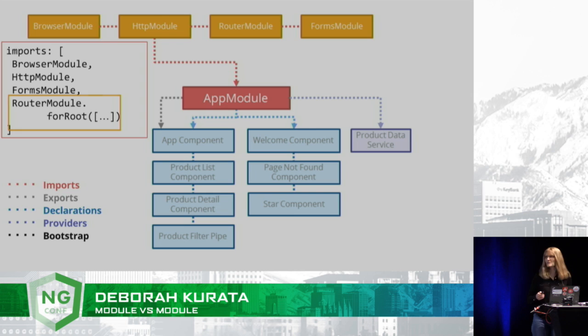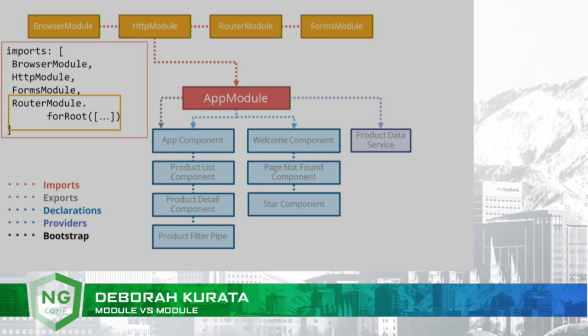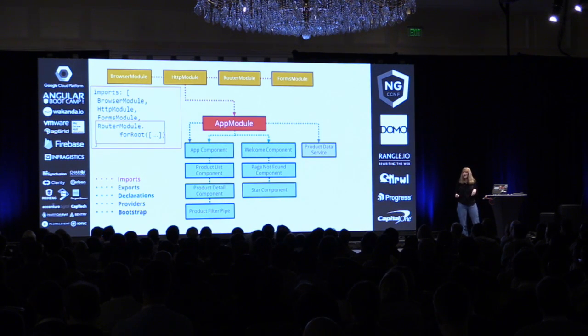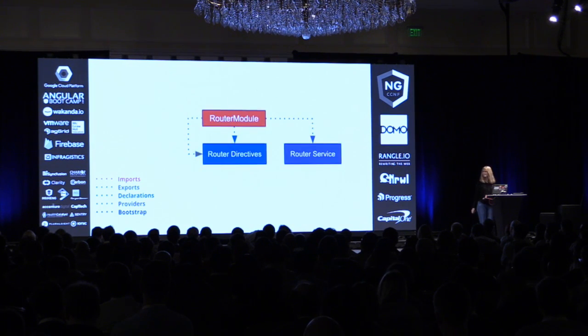The other thing that looks a little bit weird here is this last entry. When we are importing router module, we're actually calling a method called forRoot. And in that parentheses, that little dot, dot, dot there represents our routes. So we're putting our routes in there, and we're specifying then how our application routes look. It is not always, though, forRoot that we're going to call. Let's talk about that for a moment.